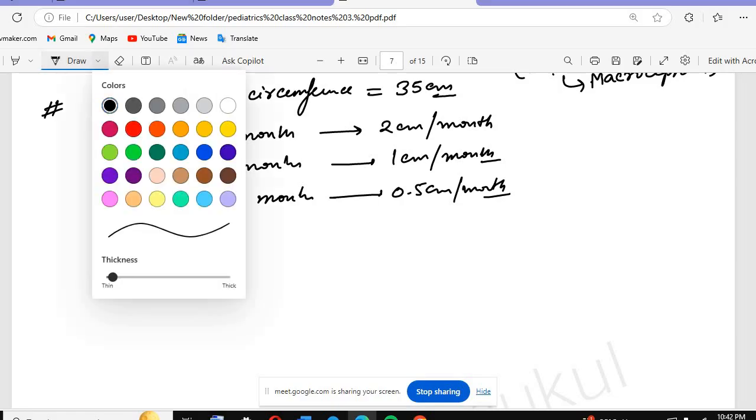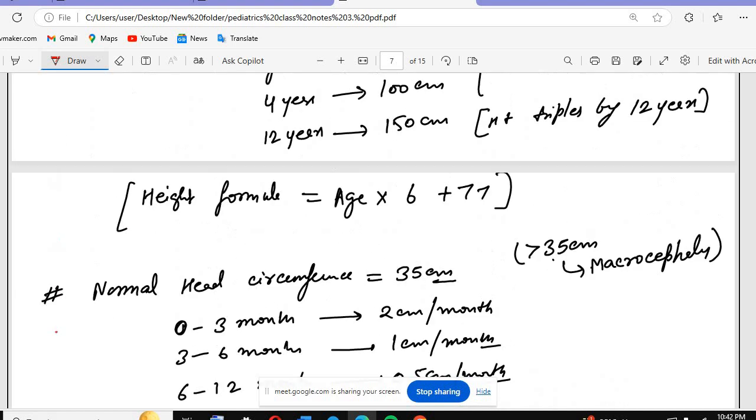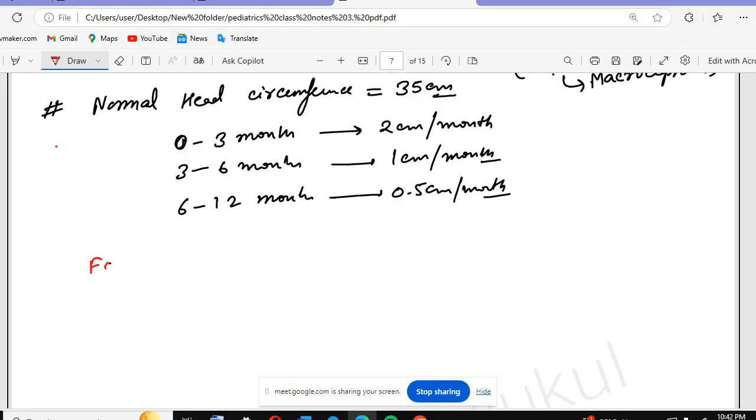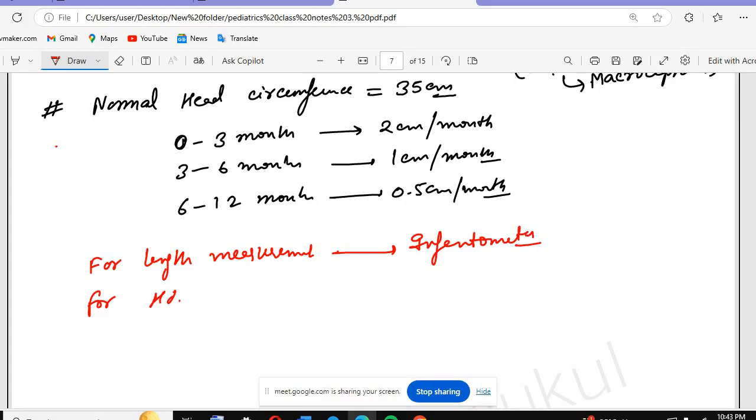What instrument do you use for length measurement? Let me write here. For length measurement, remember there is an instrument known as the infantometer. And for the height measurement, there is another device known as the stadiometer. So for length measurement we would have the infantometers, and for height measurements we would have the stadiometers.